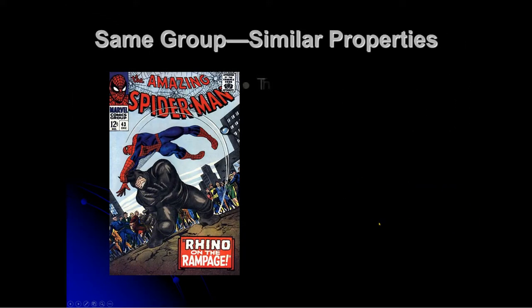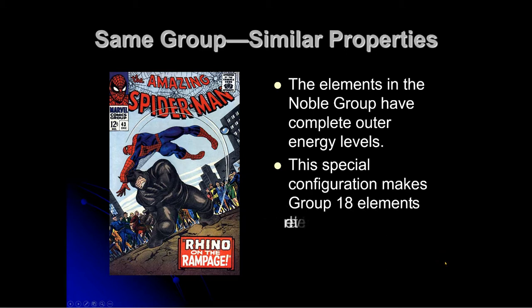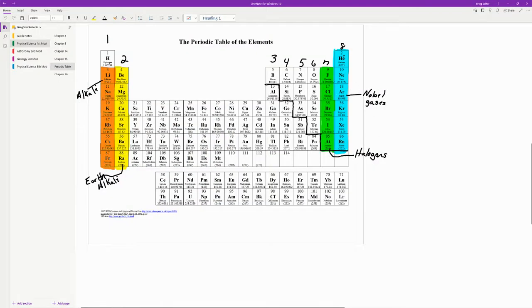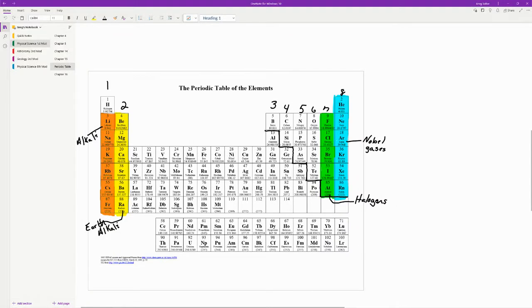Same group, similar properties. The elements in the noble group have a complete outer energy level. The special configurations make group 18 elements unreactive. So let's take a look at group 18. Here's family or group 18. And we come down here, they already have 8. And since they already have the number 8, they do not react.